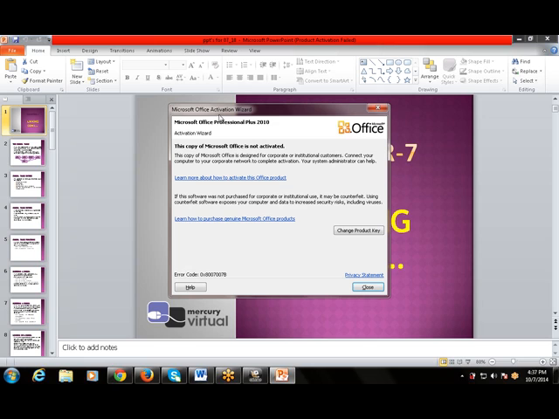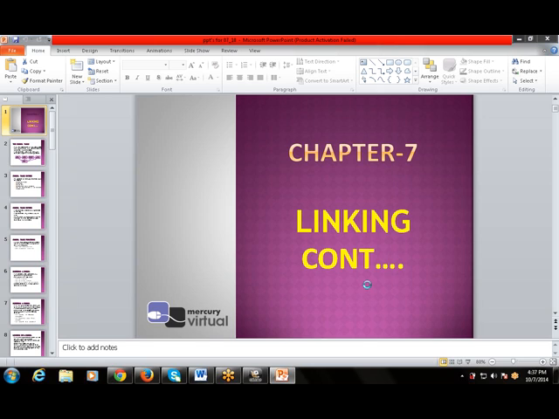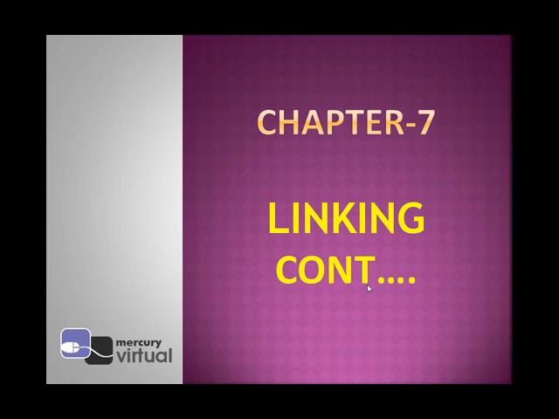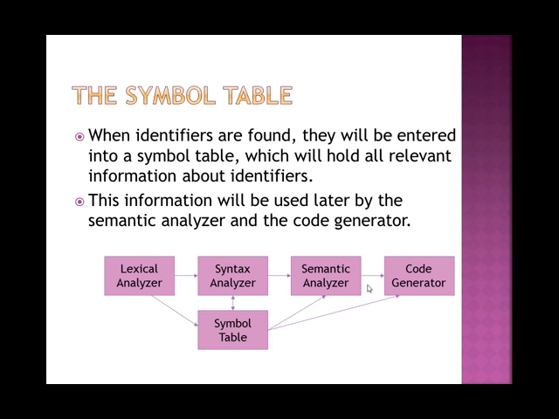This is chapter number 7 continued. This is the symbol table. It says that when identifiers or constants are found, they will be entered into a symbol table. As I told you, when symbols are available in the program, they will be entered in a symbol table, which will hold all relevant information about the identifiers.